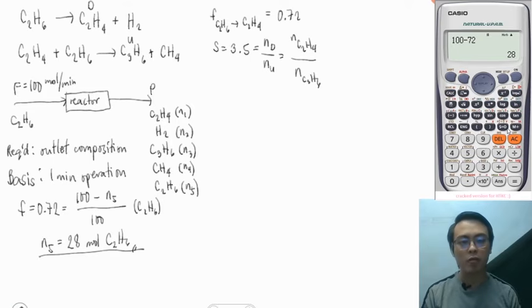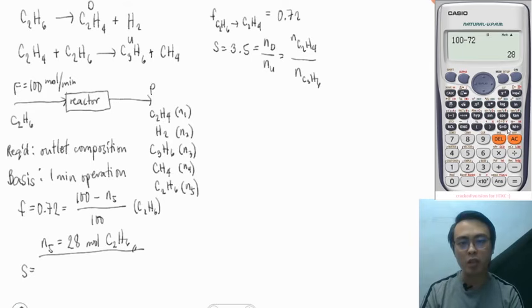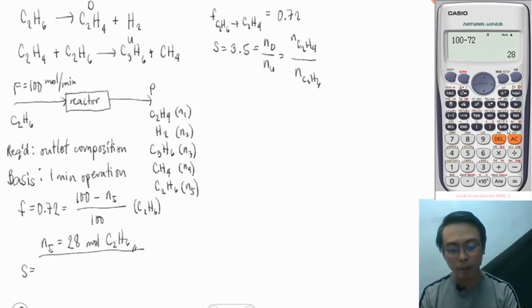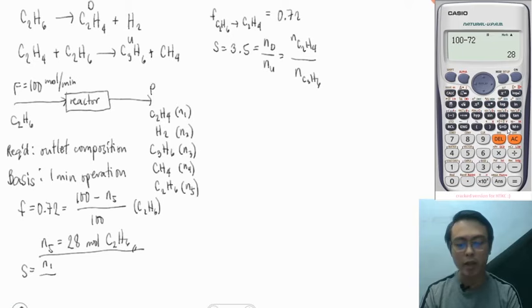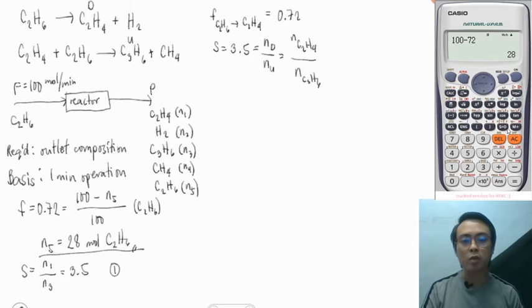Okay, so now that we have that, let's take a look at the selectivity. The selectivity is the number of moles of C2H4 over the number of moles of C3H6. Remember, for the selectivity, you substitute the variables that are on the product side. The number of moles of C2H4 in the product is N1, and the number of moles of C3H6 in the product is N3. This is equal to 3.5. We don't know N1 nor N3 yet, so we will just set aside this equation. I'll call this equation 1, and this might be useful later when we perform our extent of reaction balances.